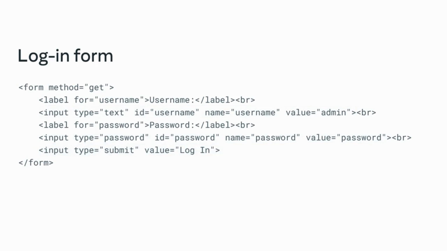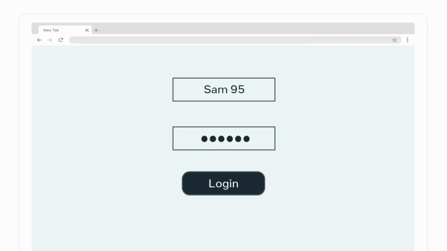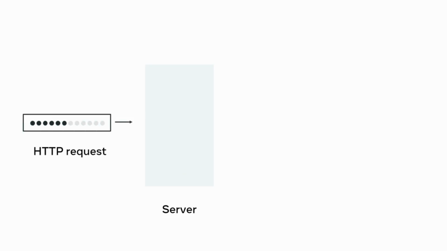So how would it work if the method attribute is set to GET? When the login button is clicked, the form data is sent as part of the request URL. This means that the user data is appended to the end of the URL in the web browser navigation bar. The web server receives the HTTP GET request and extracts the form data from the URL. While this is an easy way to submit data, it has three key problems.